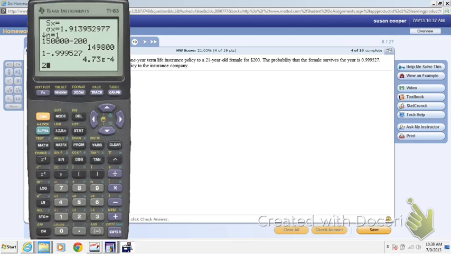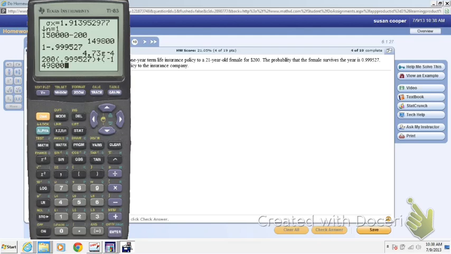Okay, so let's take the 200 times the 0.999527. I know my writing went away, but now you know how to do it. Plus, let's take the loss that we said, the negative 149,800 times its probability. You see, I'm adding those quantities together. So my expected profit is 129.05.